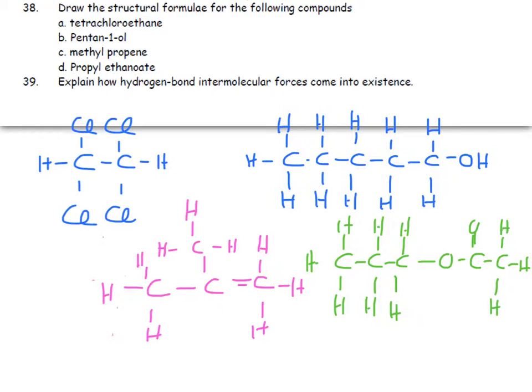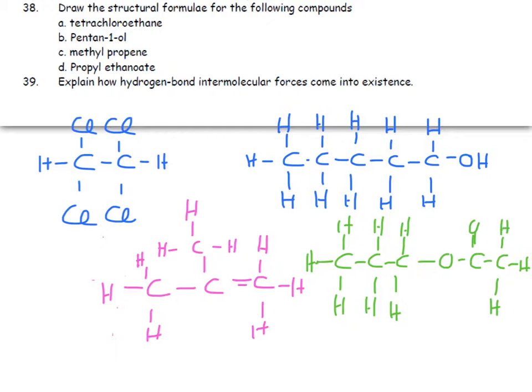Pentanol, pentan-1-ol, the alcohol group is right at the end, 1, 2, 3, 4, 5 carbons. Methylpropene, propene has a double bond on the 3 chain, and the methyl group has to come off the middle carbon, because otherwise it would be a but-something-or-other. H over there. Then you've got the propyl ethanoate, prop 1, 2, 3. That's your propyl group, and then the oxygen joining, and then ethanoate over there.